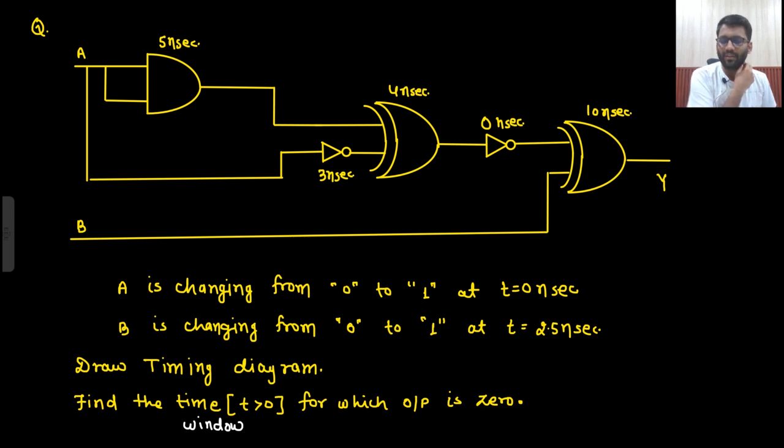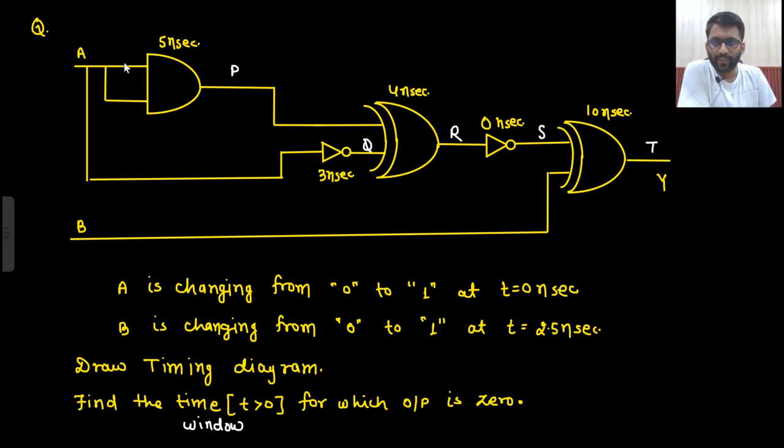Okay. Now I need to draw the timing diagram. So again, X, okay, Y is there already. So P, Q, R, there is no delay here. There is no delay. Okay. Still S, T.